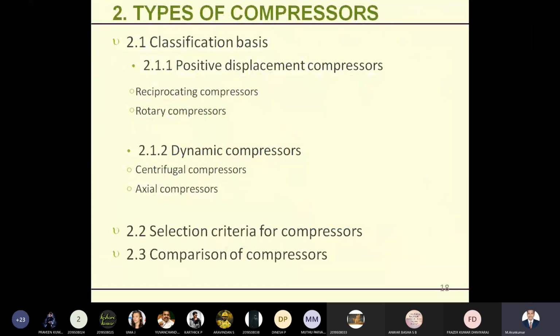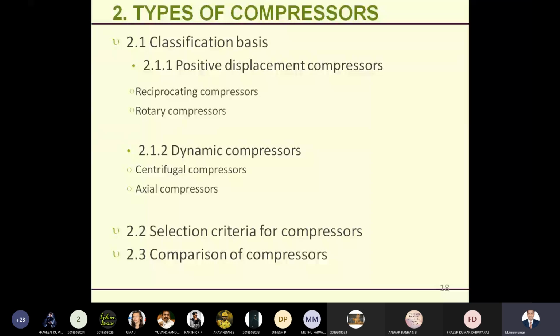Then the classifications of compressors. We have classification based on the positive displacement compressor. Then we have dynamic compressors. In the positive displacement compressor, we have reciprocating compression, then rotary compression. In the dynamic compressor, we have centrifugal compression and axial compression. So based on the motion, we can classify these compressors. Then the selection criteria for compressors will be seen in the subsequent slides. Then comparison of compressors we are also going to look at.